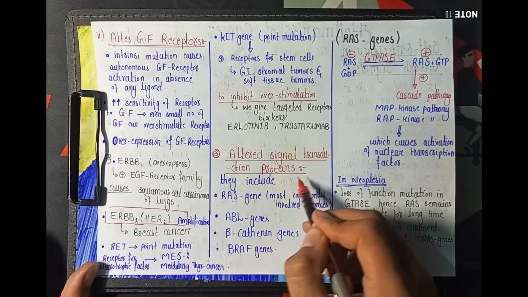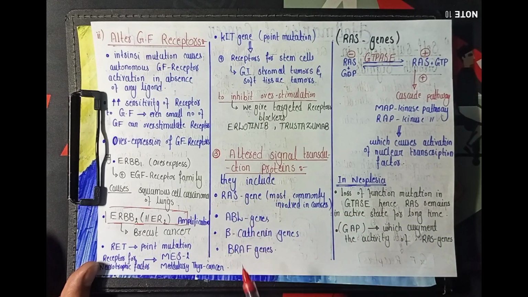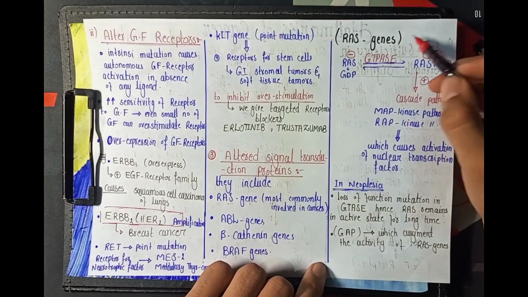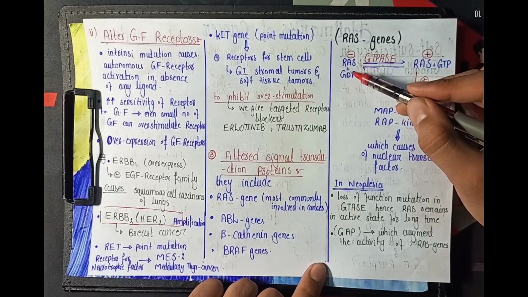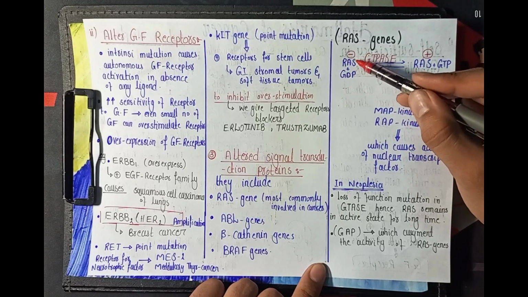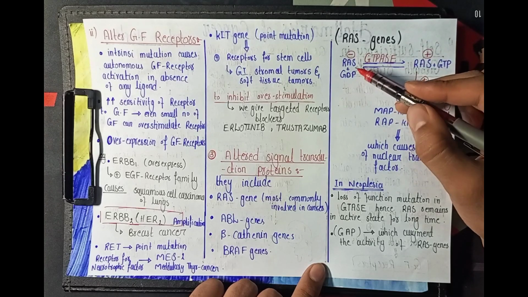The signal transduction proteins include the RAS gene, which is the most commonly involved in cancer, ABL gene, beta-catenin gene, and the BRAF gene. So the first one is the RAS gene, which is a signal transducer gene. Normally, the RAS gene is bound with the GDP molecule and is present in the inactive form. But when a growth factor is combined with the growth factor receptor, they activate the RAS gene.